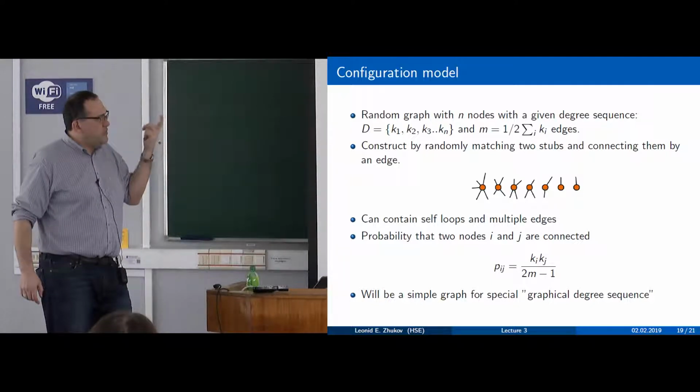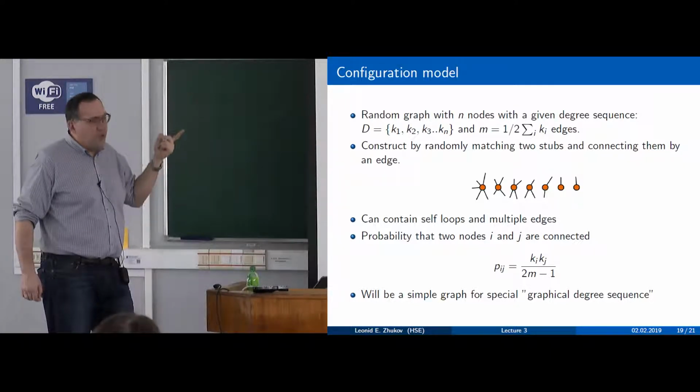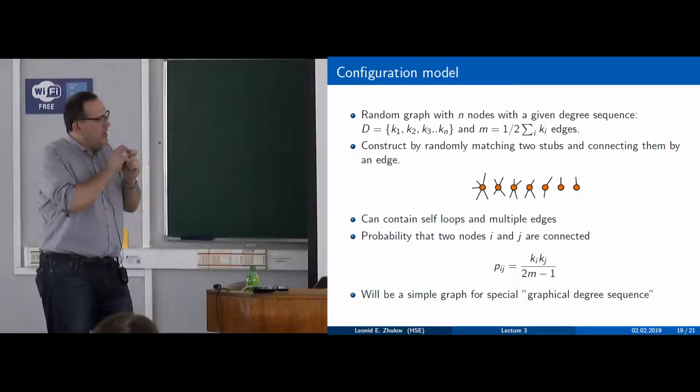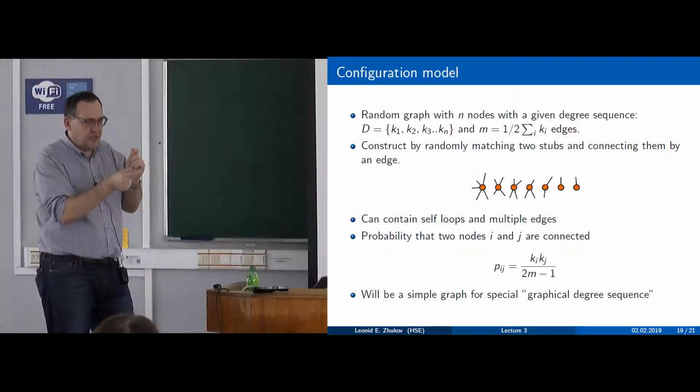And if you calculate the probability that two nodes are connected, it will be the following: node degree 1 times node degree 2, divided by 2m minus 1. Why? Because the total number of possible connections is 2m minus 1, or if you put m in there, it's the sum of all possible degrees. So what happens is the following: you take an edge, you take a node, and the edge can connect to any other stub that is available to you.